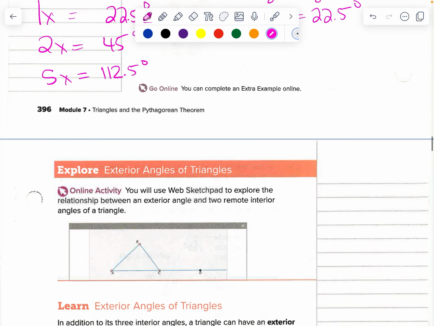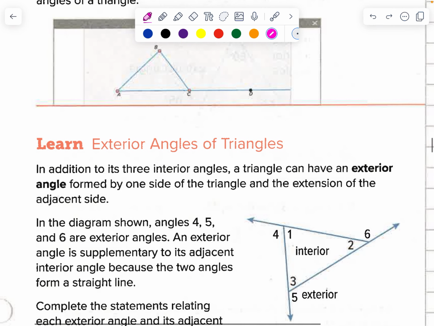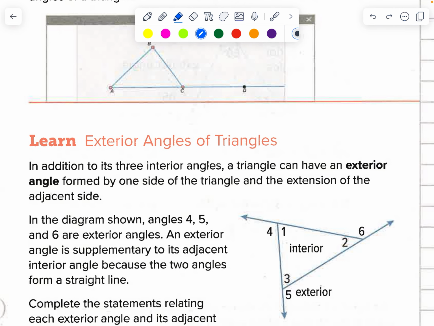Okay. Now we have exterior angles. These three right here, those were interior angles because they're on the inside. Now we're going to be talking about exterior angles. And exterior means it's on the outside of the triangle. So, in addition to its three interior angles, a triangle can have an exterior angle formed by one side of the triangle and an extension of the adjacent side.